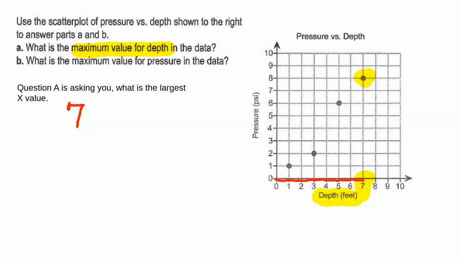How far am I going right? That's really what the question is. The maximum value of depth for depth. Depth is horizontal. Now notice how B changes. Now, this one is asking you for the maximum value for pressure. Okay, this is pressure.